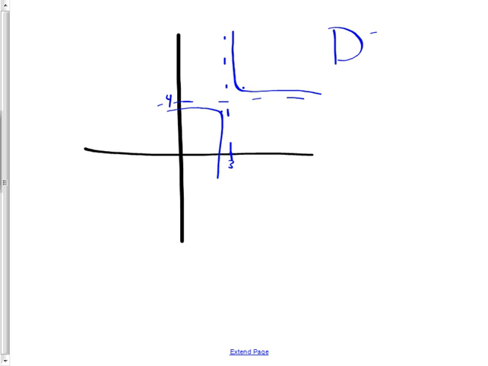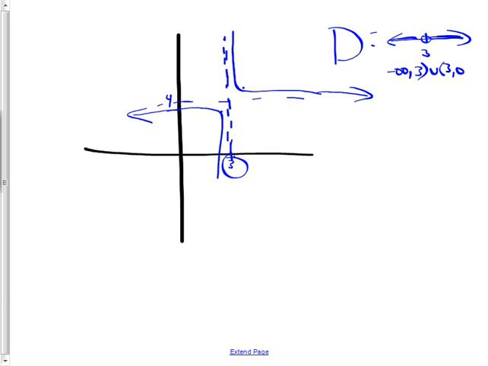So the domain is left-right. It goes forever this way, goes forever that way, but there's one thing it can't be when it comes to left-right. 3. It can't be this. See, that's the line that it can't touch. So it's everything except 3. So I'd accept this, or I'd accept this. Negative infinity up to 3. Doesn't work at 3. And then 3 to infinity. Either one of those is good. More rare, but okay. All reals, x cannot be 3. That's the domain. 3 ways to write it.